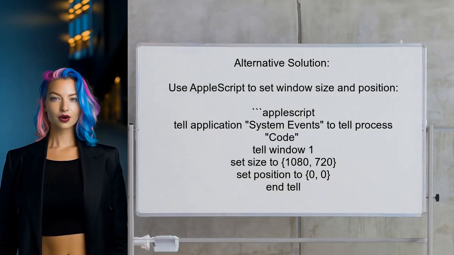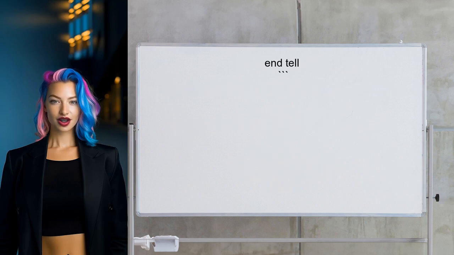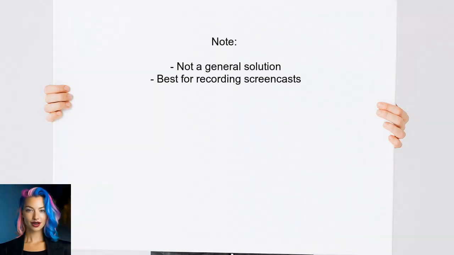An alternative solution for setting the window size and position in Visual Studio Code on a Mac involves using an AppleScript snippet. This script allows you to specify the size and position of the VS Code window, making it particularly useful for recording screencasts. While this method is not a general solution, it works effectively for those who need to adjust the window specifically when recording.